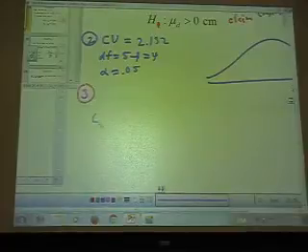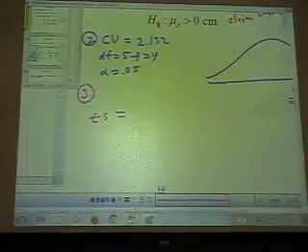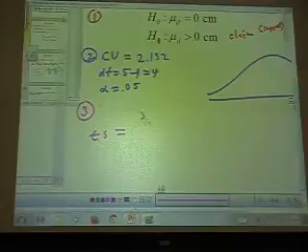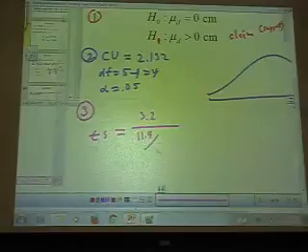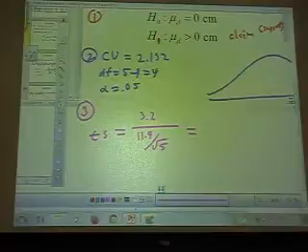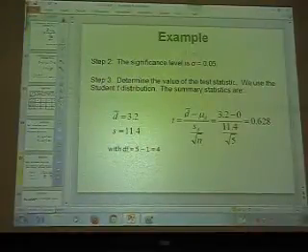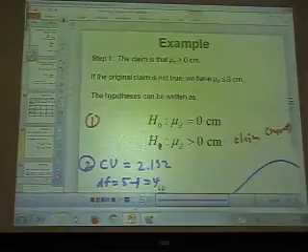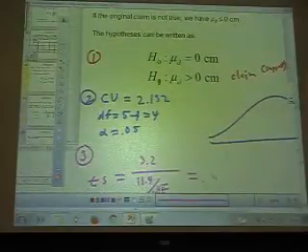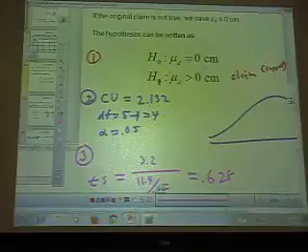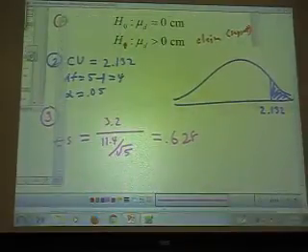I'm going to find my test stat. So it's going to be my mean, 3.2, minus 0, so I'm going to leave it alone, over my S, 11.4, over the square root of n, square root of 5. If I do that, I will get 0.0628. Or 0.628. So I'm going to throw that in here.